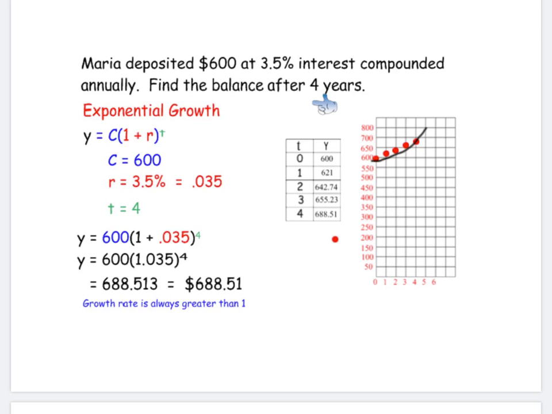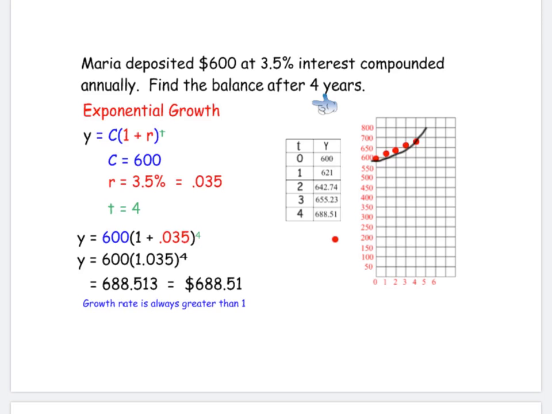So in order to figure this out, it says find the balance after 4 years. I have my original equation for exponential growth, which is y equals c times 1 plus r to the t power. And then to identify some of the variables, c is what you start with. So that's 600 because Maria started with 600. And then the rate, which is 3.5%.